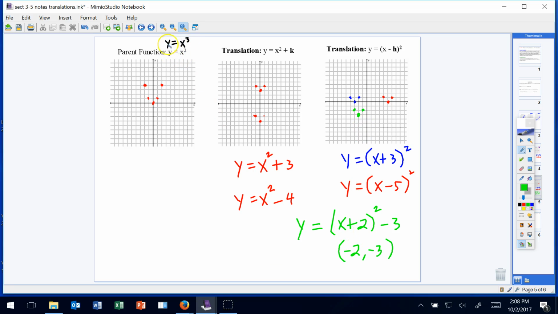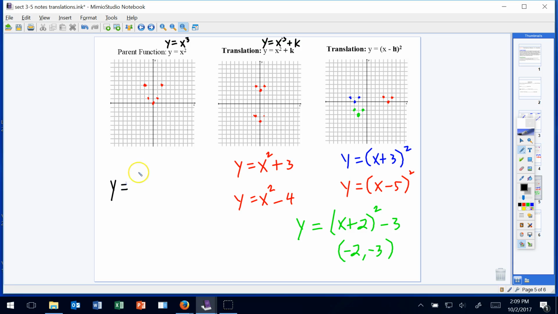Okay, and again, that does the same thing for y equals x cubed. So if you have a number that's not involved in parentheses being added, you're shifting the parent y equals x cubed up. If you're subtracting, you're shifting down. When you move that number inside parentheses, we call that number h. Then it acts just like the parabola. You got to be careful.